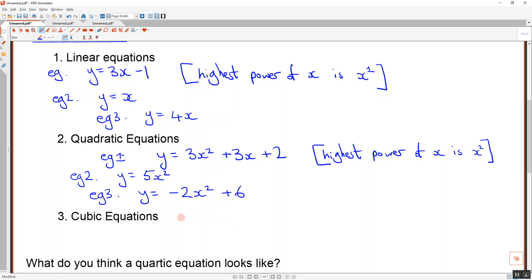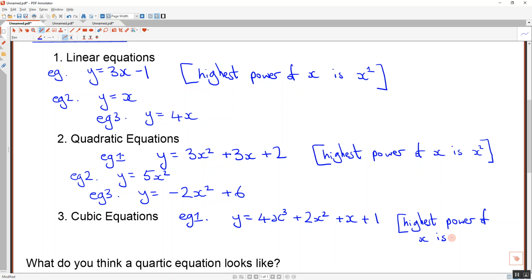Bella has just made the assertion that if it's got a cube term, it is a cubic. That makes sense. It doesn't matter if it's also got squared terms in it, because the highest power of x is x cubed.